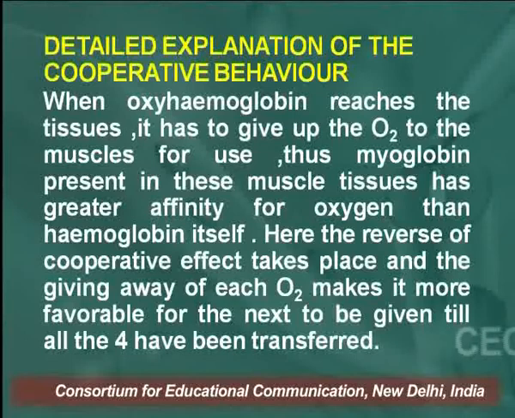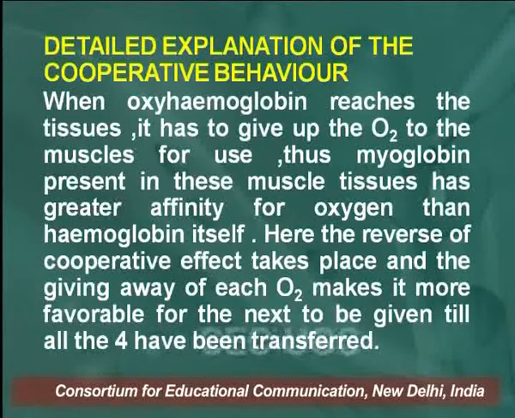When oxyhemoglobin reaches the tissues, it has to give up the oxygen now. Oxyhemoglobin comes into existence when hemoglobin picks up oxygen from the lungs, in the form of cooperative behavior which we have just studied. Now when this oxyhemoglobin reaches the tissues, it has to give up the oxygen to the muscles for use, and thus the myoglobin present in these muscles, which we've already discussed is a protein that stores oxygen in the muscles or in the tissues.